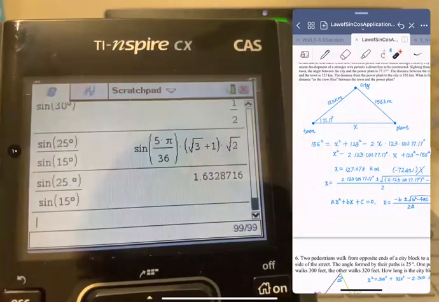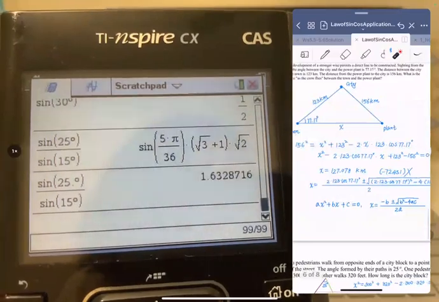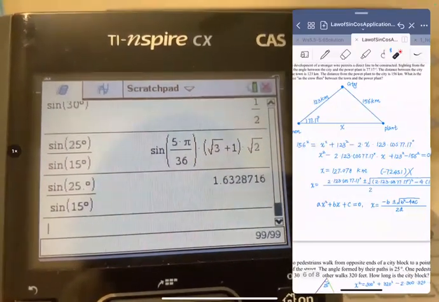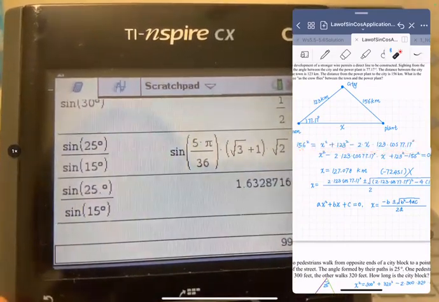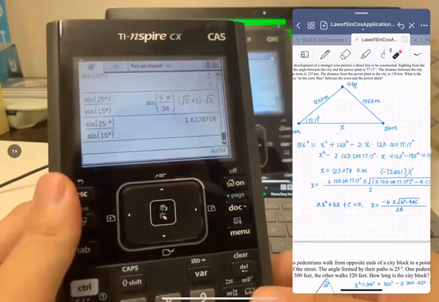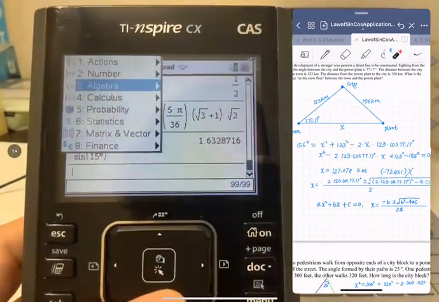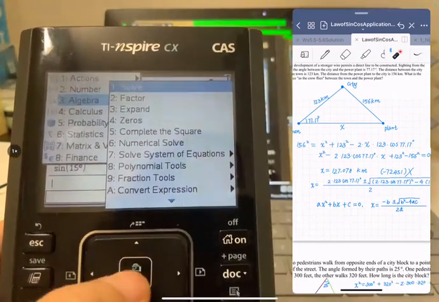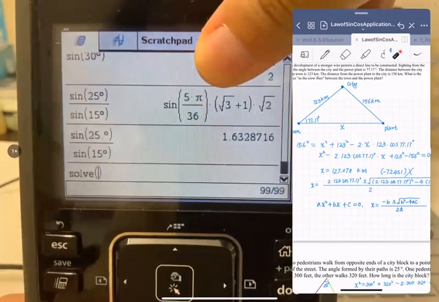Now we are going to solve this equation. If we want to solve this equation, there's a function we can use in the menu: go to manual, then algebra, and then solve. This solve can solve many things.